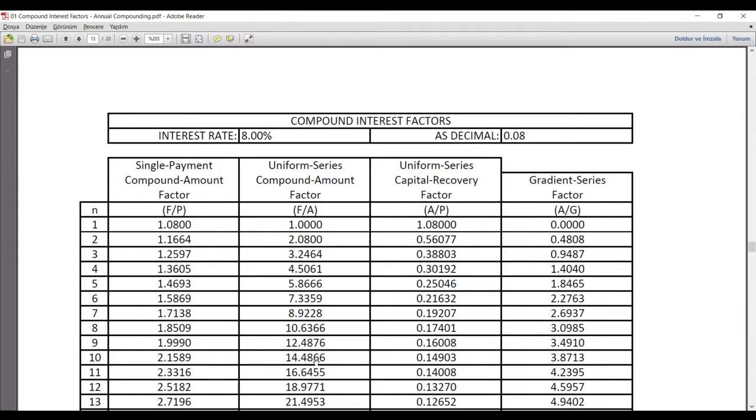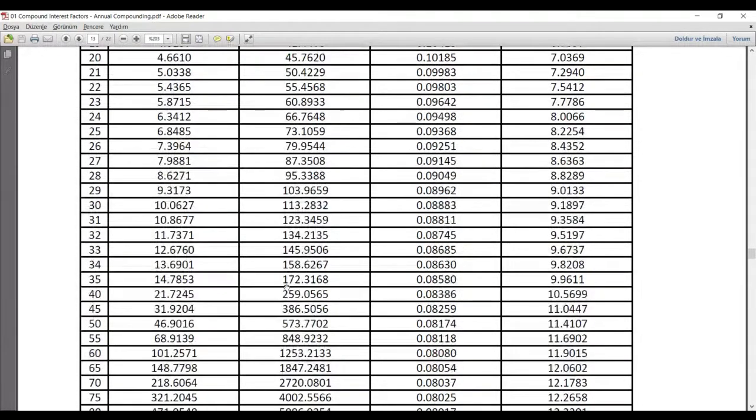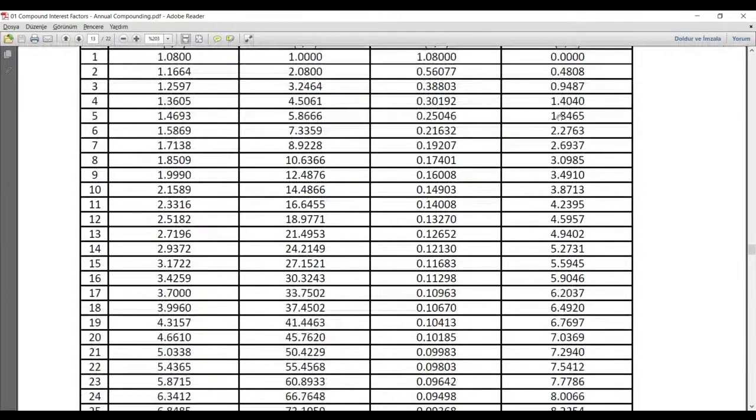to get 14.48. Okay, so for any F over A value, if you go to the first column and sum the values up cumulatively and stop at some point, let's just say you have stopped at 9, in that case you are going to get the uniform series compound amount factor 14.4866. Now you can use this trick to calculate any F over A value which is not available in the table, right? But for that you also need the values for F over P.